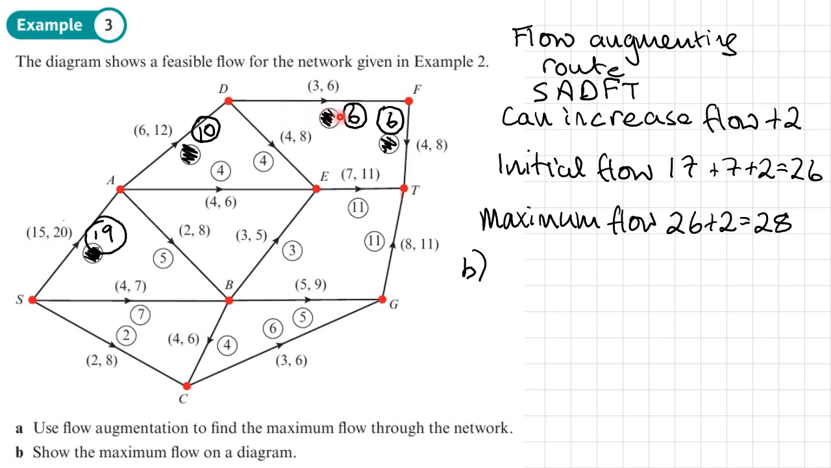Now we're not asked to do it on this question, but I could prove that this is a maximum flow by finding the minimum cut. And actually, if I were to put a cut across here, then the flow across that cut is 11 plus 11, 22, plus 6, which is 28. So there we have a proof using the minimum cut maximum flow theorem that 28 is indeed the maximum flow, but it's not required in this part of the question.